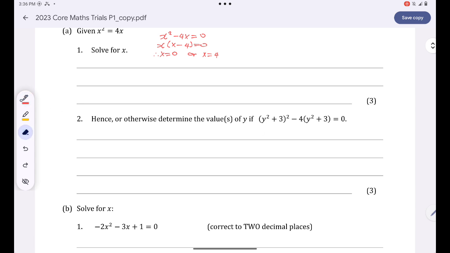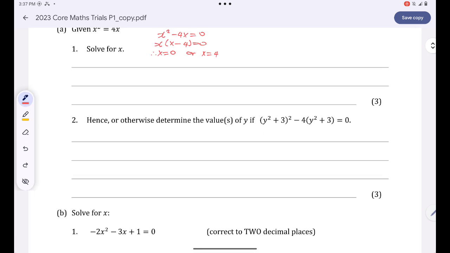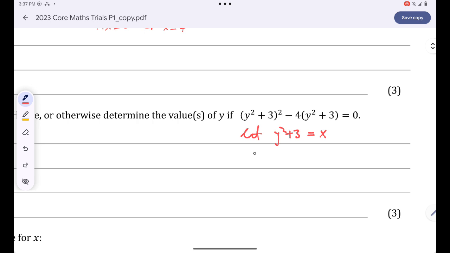The values of y. So this, guys, is basically equal to, they said hence, right? We can simply say let y squared plus 3 be equal to x. Are you together? And hence you'll end up having x squared minus 4x is equal to 0. You already know that x is 0 or x is just equal to 4. But you are not solving for x. We want to find the values of y.